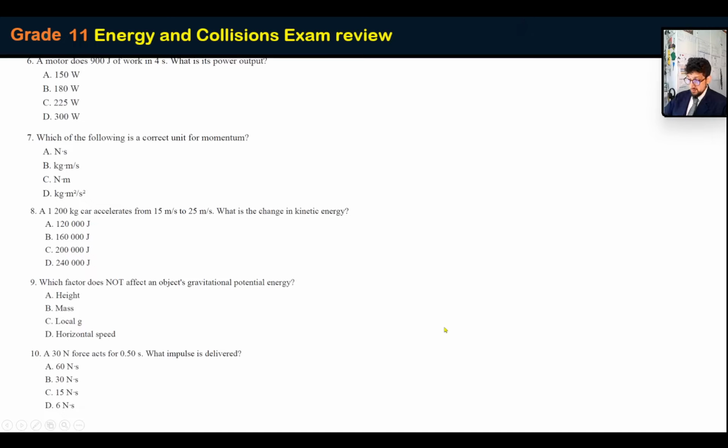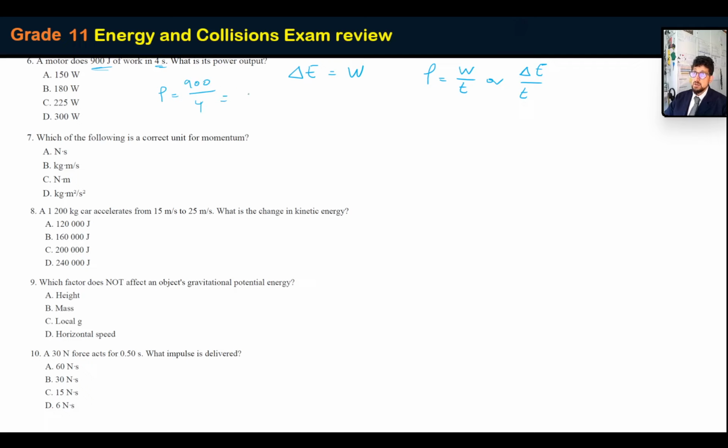Okay, we've got 20 of these, just so you know. If you're wondering how many multiple choices we have, we've got 20. It's good practice. A motor does 900 joules of work in 4 seconds. What is the power? Just remember, change of energy is equivalent to work. So power is equal to work over time, or change of energy over time. So you've got 4. So power is equivalent to, I'm just doing it the long, boring way, just so people know how I got it.